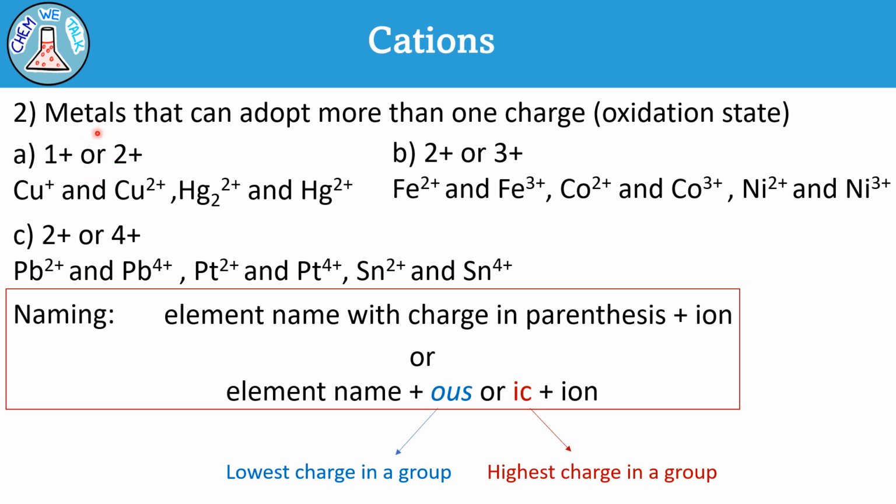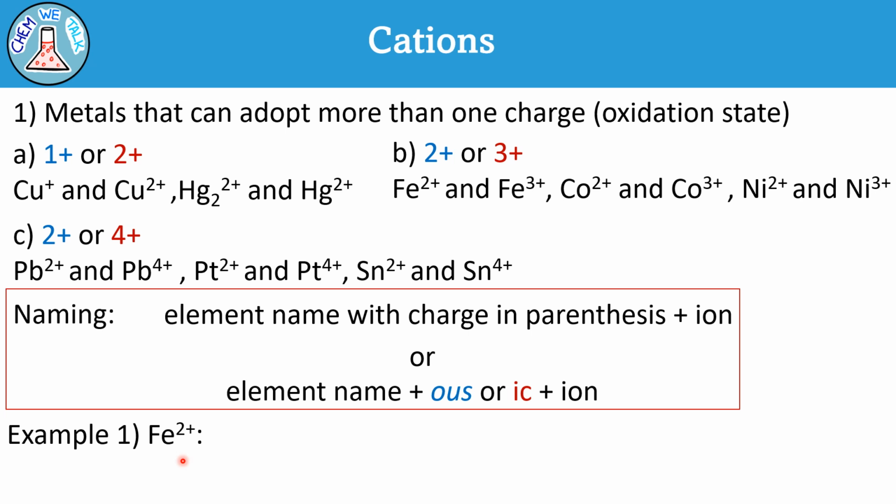If I have a charge of 2+, that is the highest charge, so the suffix would be ic. If I still have a 2+ charge, but now I'm a metal like iron, that could be +2 or +3. Now the 2+ is the lowest charge, so the suffix would be OUS. So be careful, the OUS and ic are always related to the charge within a group. Okay, let's look at some examples.